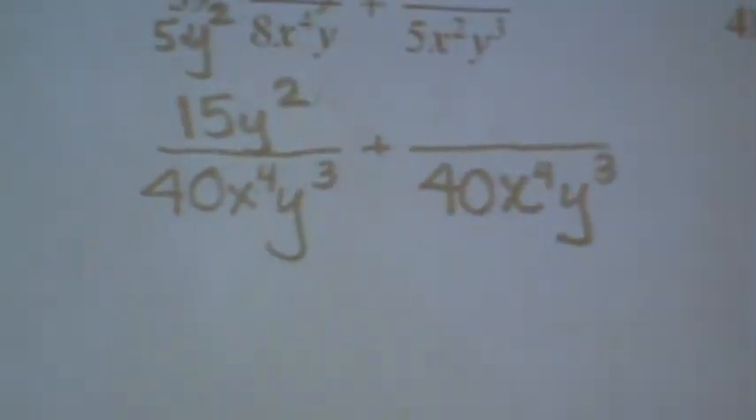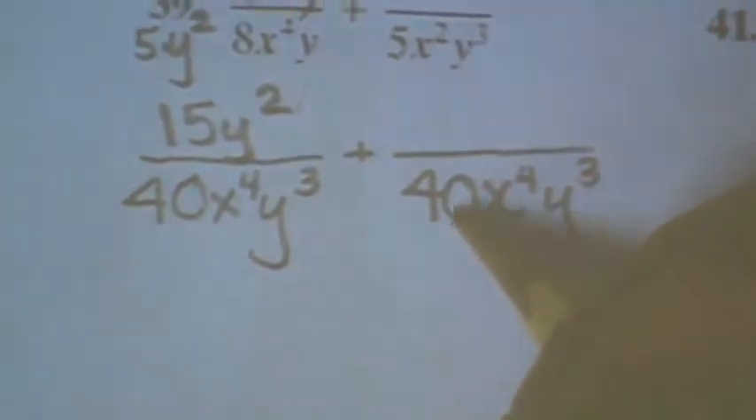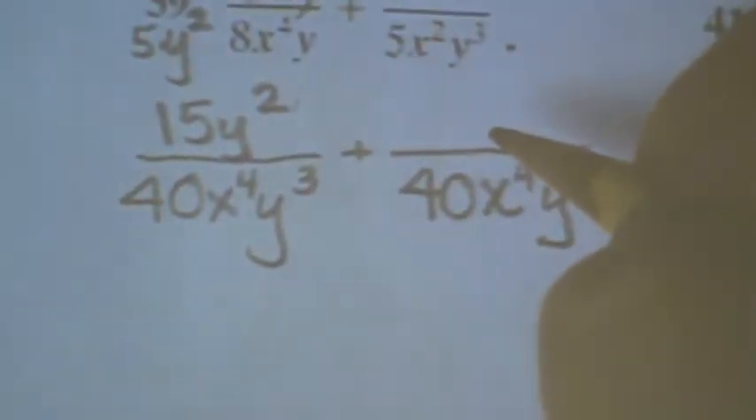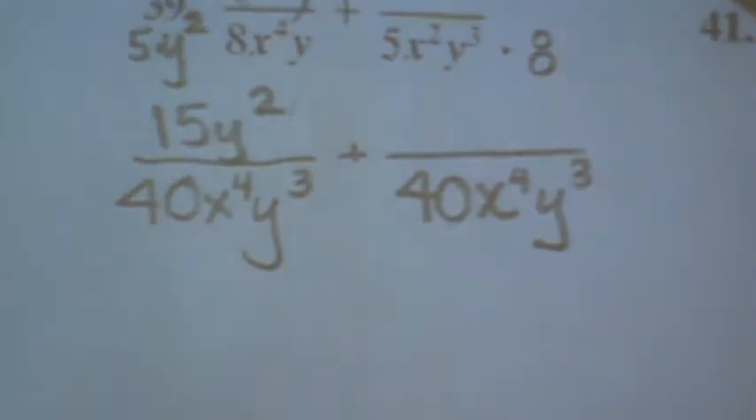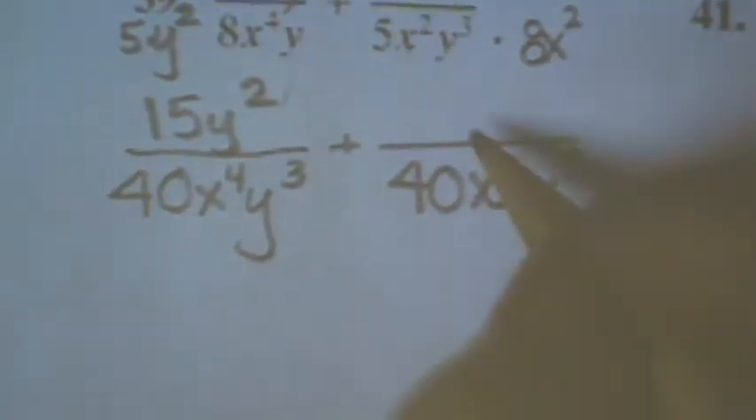Good. Okay, the second fraction. 5 times what is 40? 8. 5 times 8 is 40. What else are we missing? x squared. Do we need any y's? No, we're set. What's 1 times 8x squared?